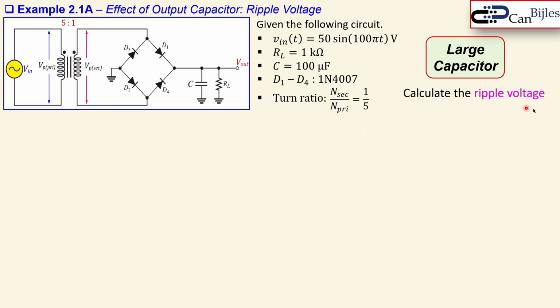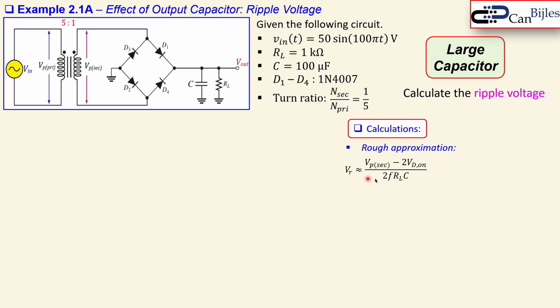Okay, let's now calculate again the ripple voltage. The rough one is this. So I said already, this is now the ripple, and you have to subtract 2 times the VD on, because we have 2 diodes we need to overcome. And you divide now by 2FRLC. Why? Because the period is not 1 over F anymore, but it is 1 over 2F now, because the period is now 2 times smaller for the output voltage.